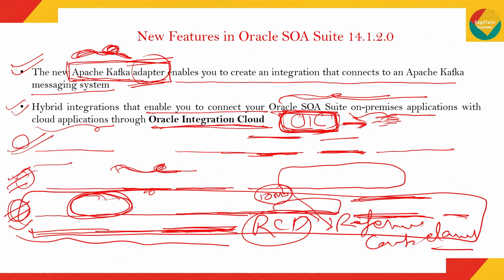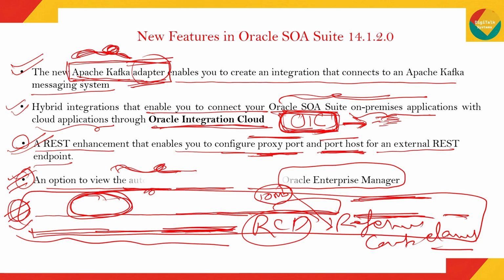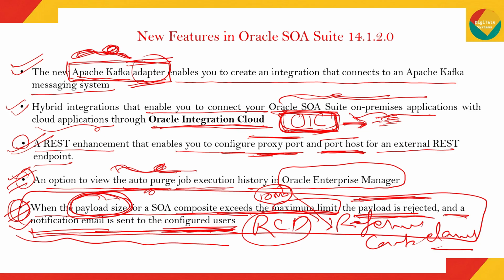Now these are the important enhancements in your SOA suite 14.1.2.0. Let me quickly tell you, there is a new Apache Kafka adapter. You can enable your SOA integration with the Apache Kafka messaging system. You can enable your on-premise SOA suite application with Oracle Integration Cloud. You can directly enable the proxy host and proxy port in your composites.